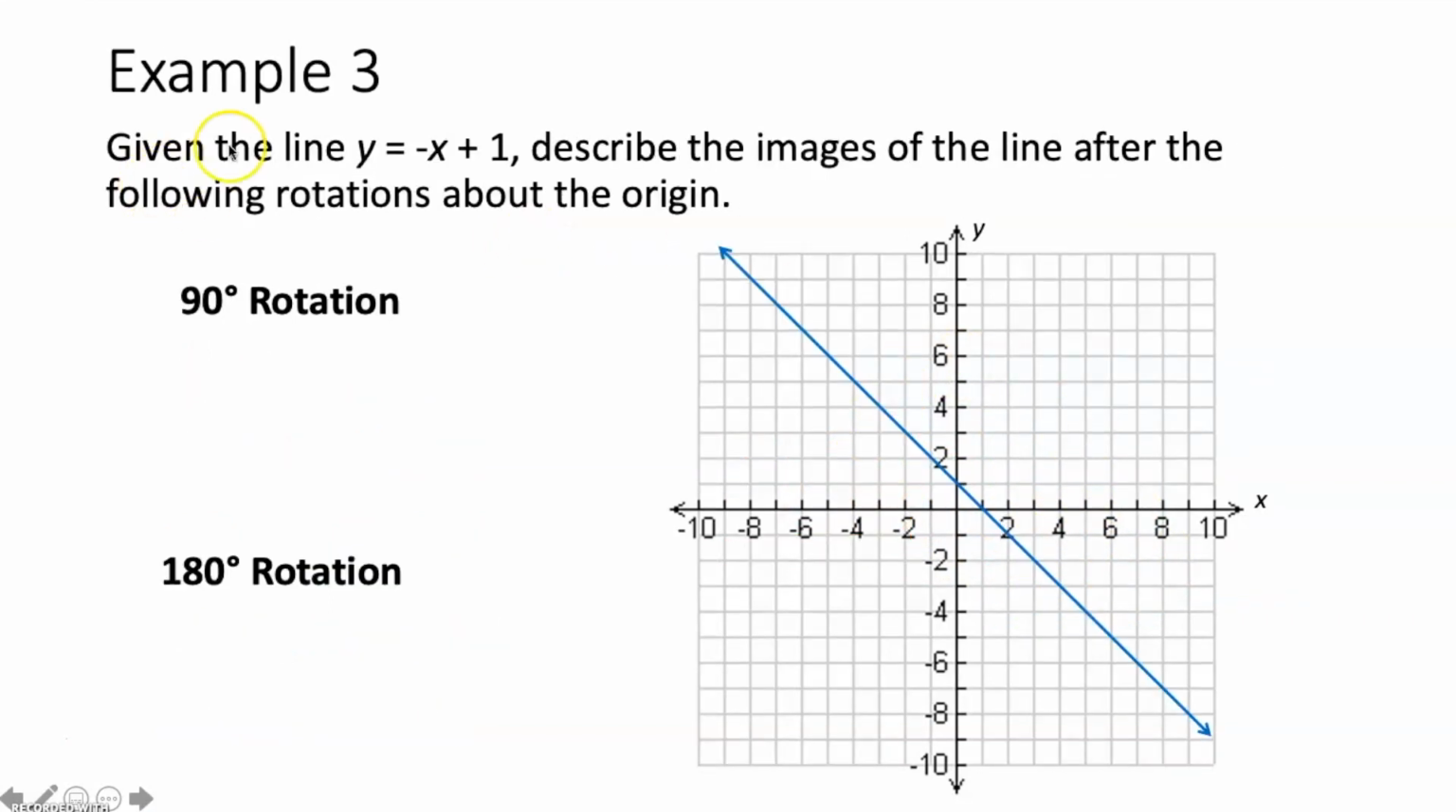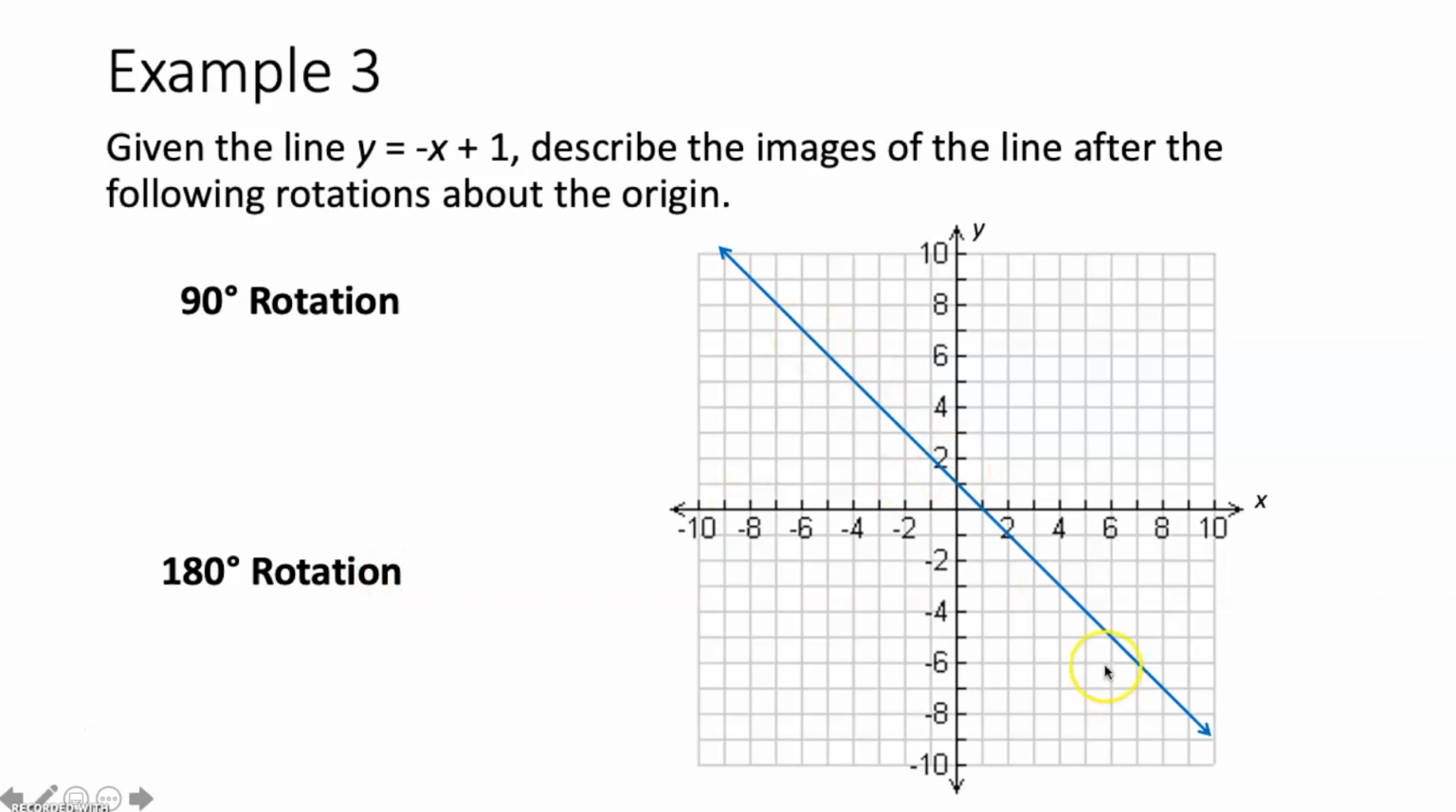Now, example 3 says, given the line y is equal to negative x plus 1, describe the images of the line after the following rotations about the origin. So we're going to take this blue line, this is going to be our pre-image, and we're going to rotate it 90 degrees and 180 degrees about the origin. And since it doesn't specify, it's going to be counterclockwise.